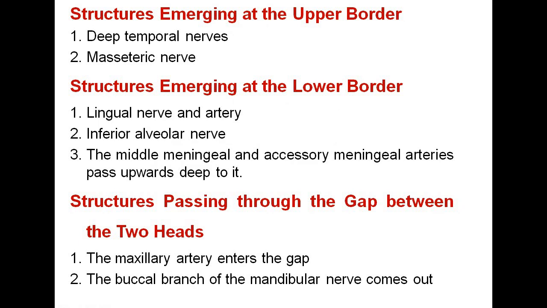This is the summarization of the topic. The structures emerging at the upper border are the deep temporal nerves and the masseteric nerves. Structures emerging at the lower border are the lingual nerve and artery, inferior alveolar nerve, and middle meningeal and accessory meningeal arteries. The structures passing through the gap between the two heads are the maxillary artery and buccal branch of the mandibular nerve, which comes out, whereas the maxillary artery enters the gap.